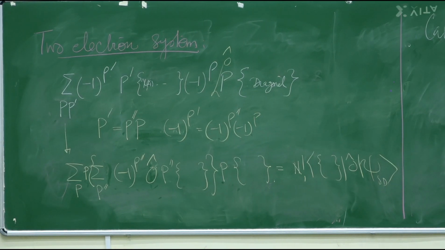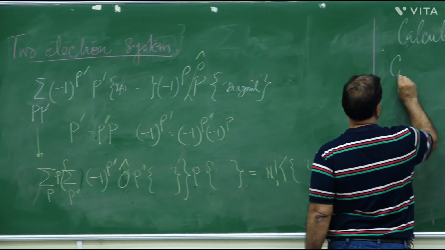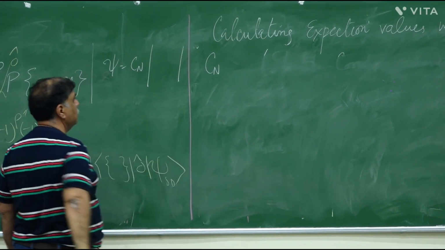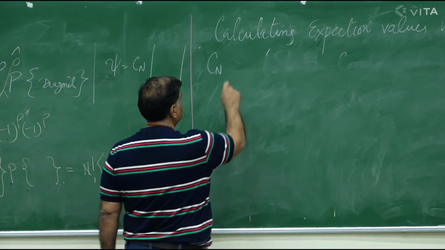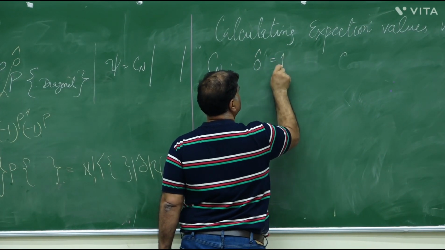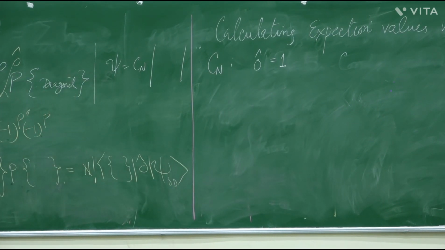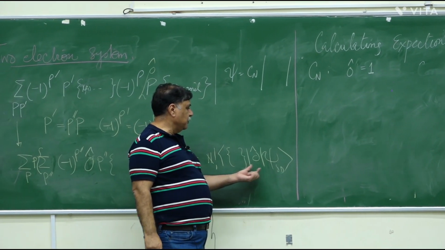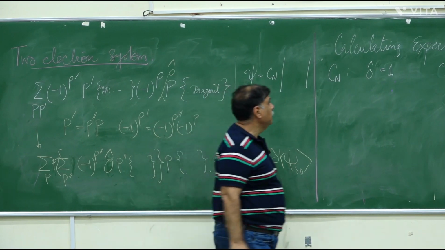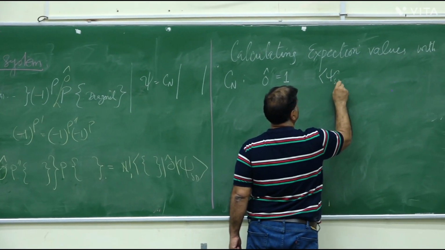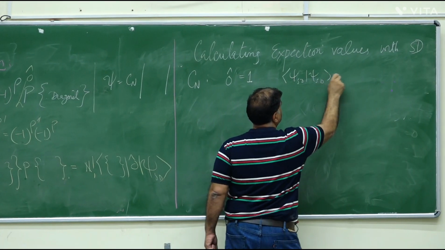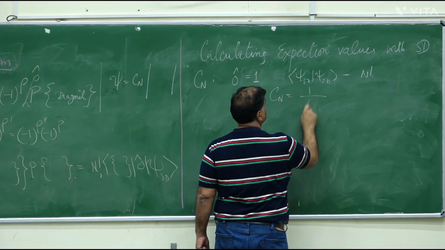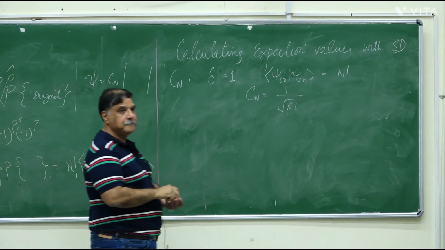Once you have that, I can calculate. So let's calculate the normalization C. Remember I wrote this wave function psi as C normalization times the determinant. For the normalization, O is 1. If O is 1, only the diagonal term will contribute. This gives you 1. So the psi SD, psi SD is going to be n factorial. So C is going to be 1 over square root of n factorial.